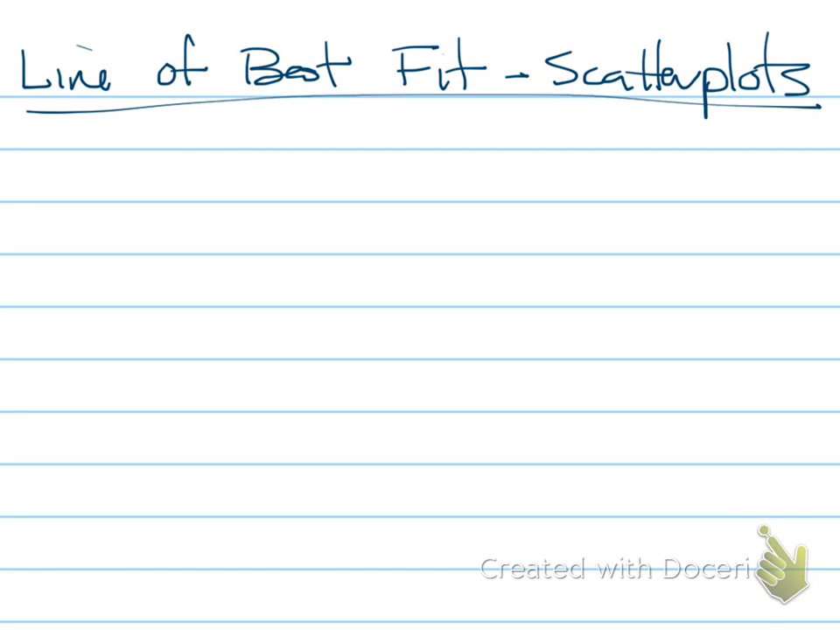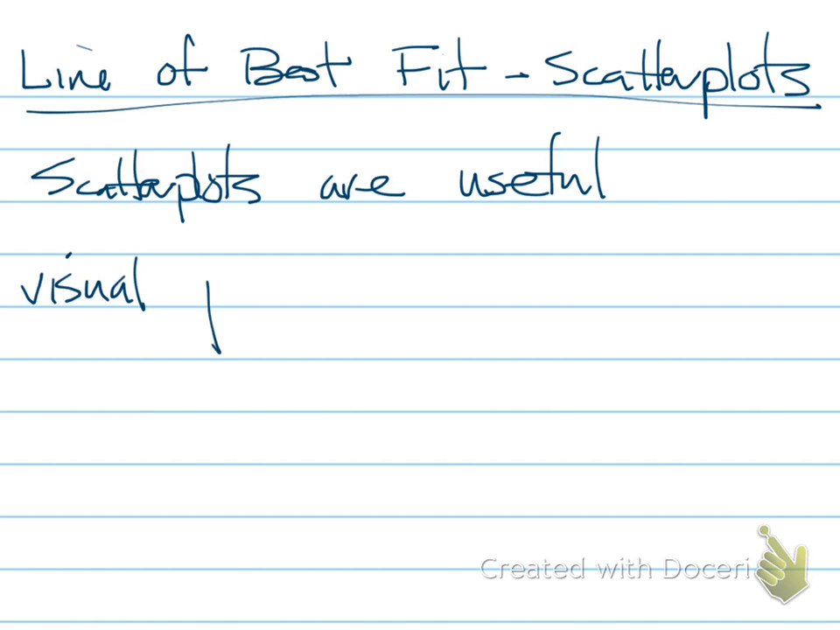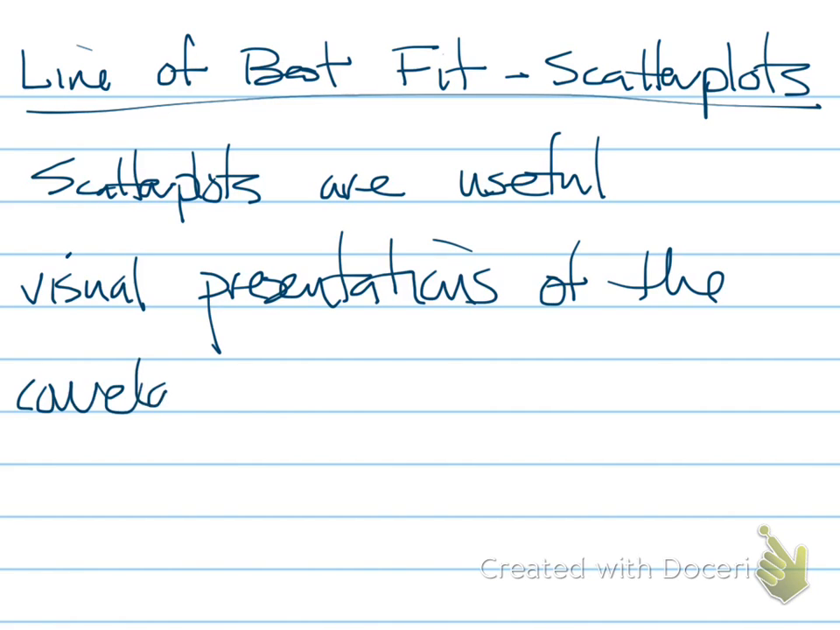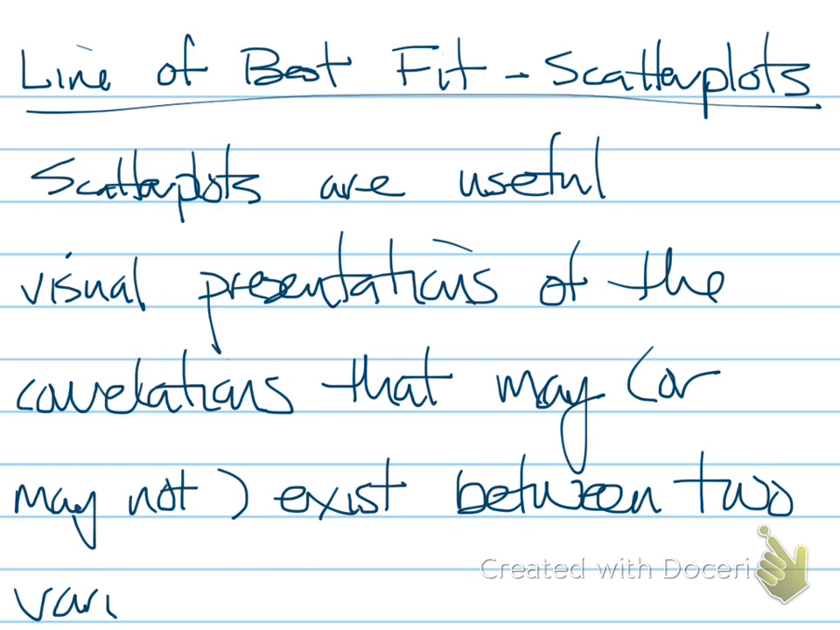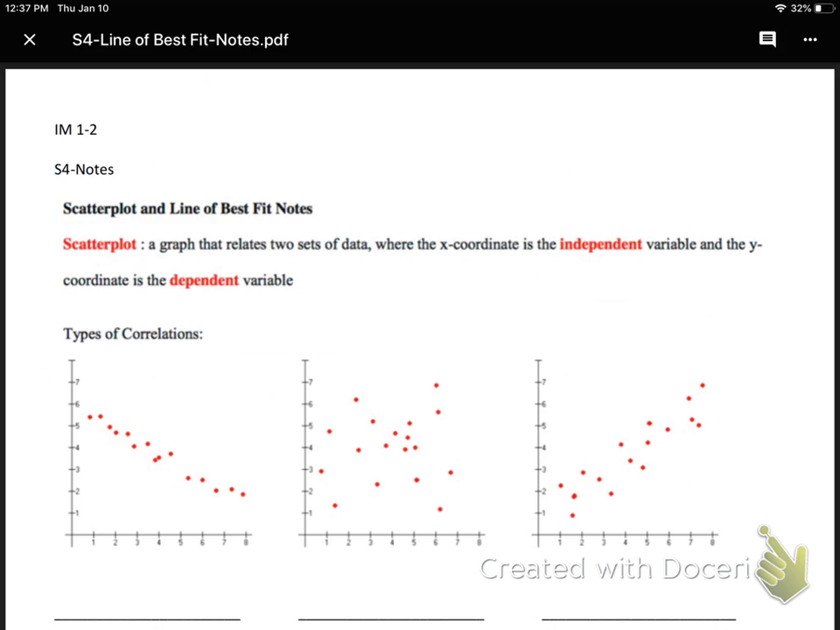This lesson is on line of best fit. Scatterplots are a useful visual representation of the correlation that may or may not exist between two variables. So we use scatterplots to determine if there appears to be a correlation between two different variables. A scatterplot is a graph that relates two sets of data where the x-coordinate is the independent variable and the y-coordinate is the dependent variable.